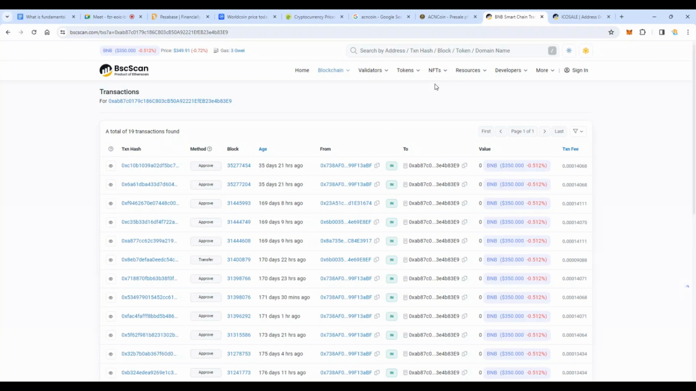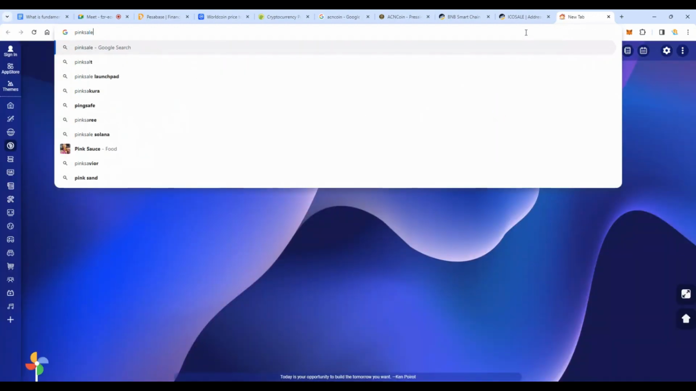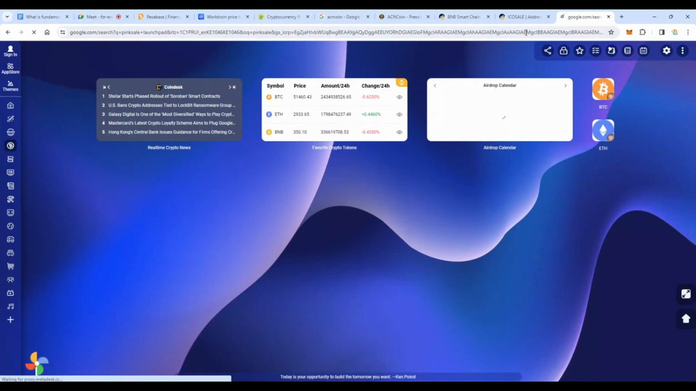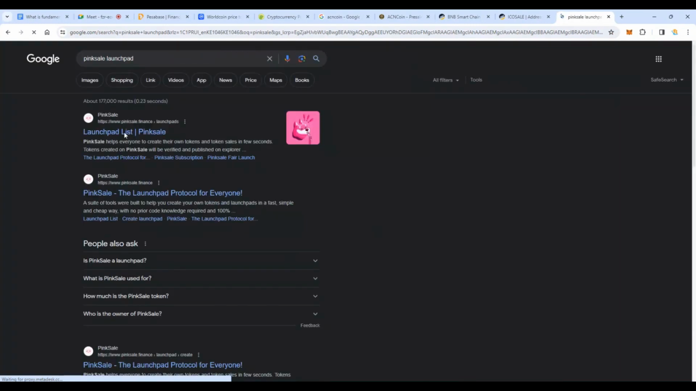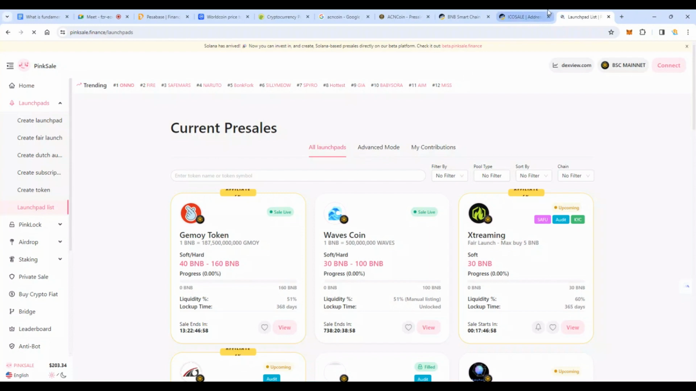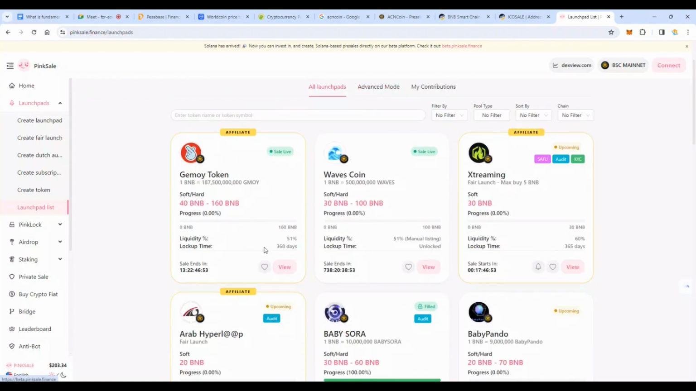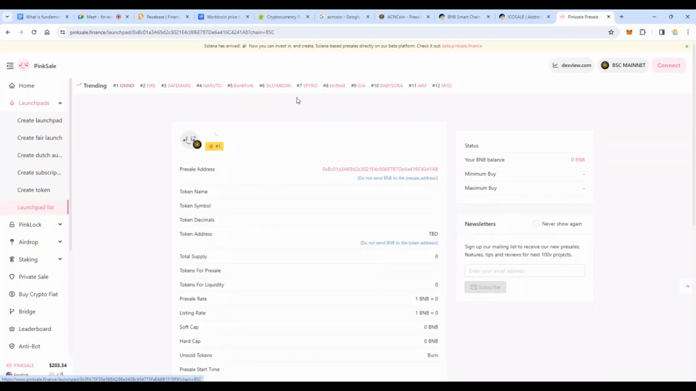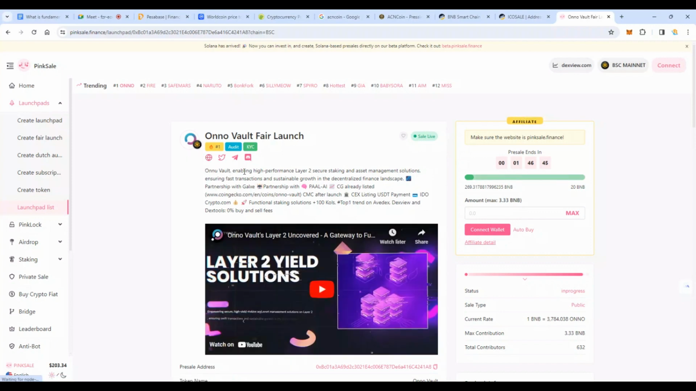Because we expect, again, how a pre-sale lands, there's a platform called PinkSale. And at PinkSale, here you will find, and we are actually going to do this much later, projects that are on pre-sale. Now, for example, let's take the ones that are trending, like Honor Vault, enabling high performance layer 2 secure staking and asset management solutions, ensuring fast transactions and sustainable growth in decentralized finance landscape. Now, make sure the website is pinksale.finance.